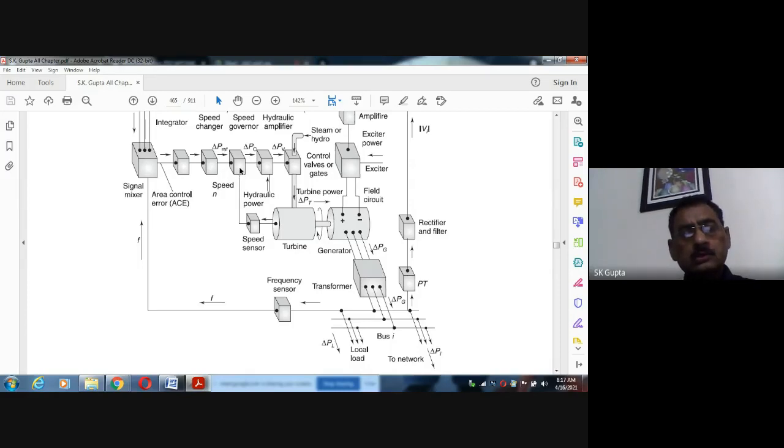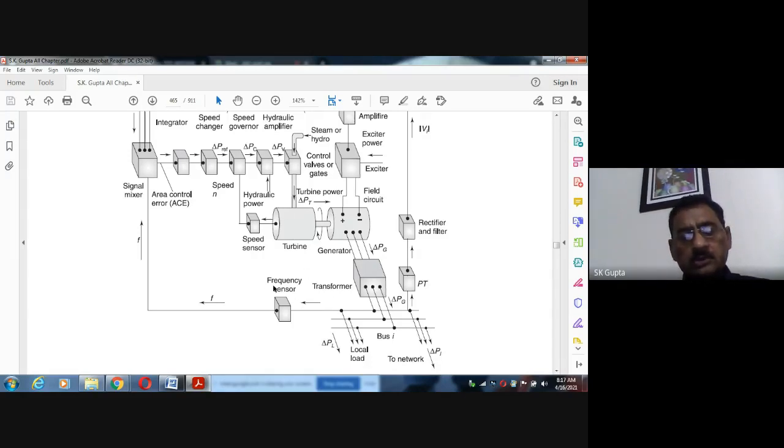When the frequency goes down, it is sensed from here, and accordingly the speed governor gives a signal, here delta PC. This signal is amplified with the help of a hydraulic amplifier. Then it causes the input power to increase, so that the input can be equal to the output plus losses. But by that time the frequency of the system goes down, and then it is stabilized at that lower frequency.